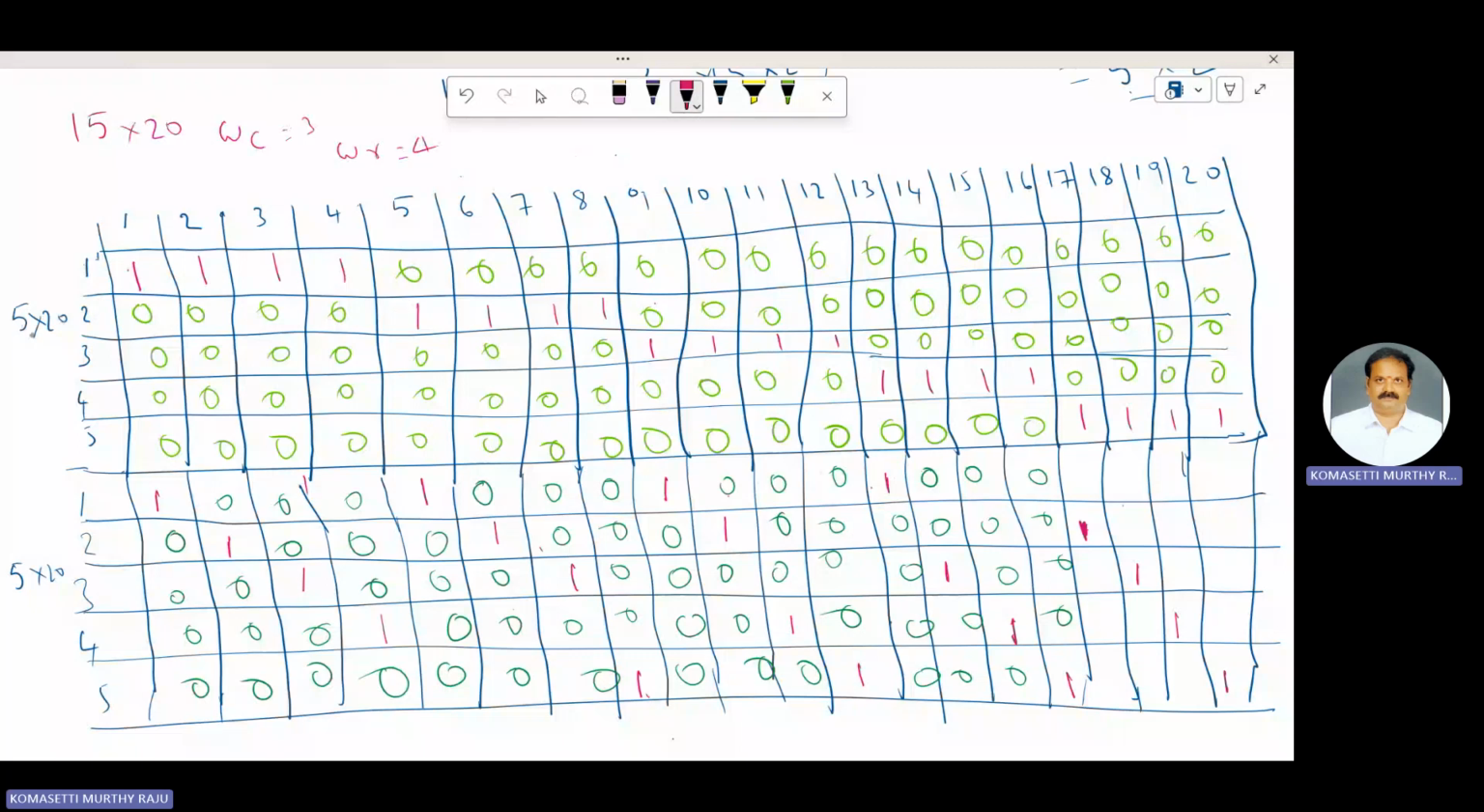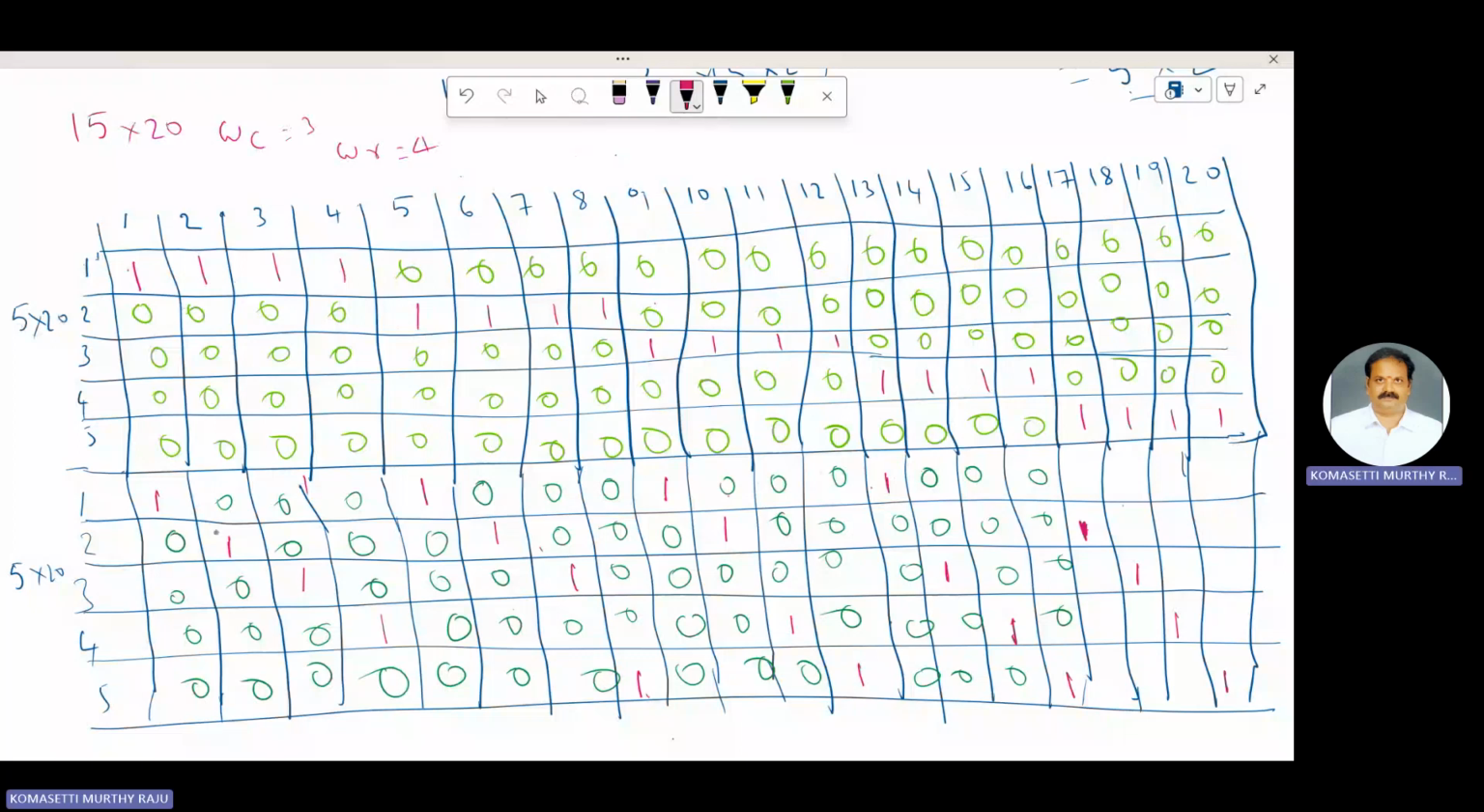First row of the first submatrix, row weight is 4. And second row weight is also 4. Third row weight is also 4. Fourth row weight is also 4. Fifth row weight is also 4. You have to maintain that strategy.